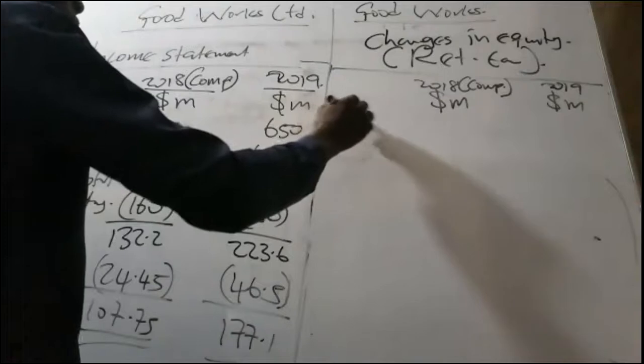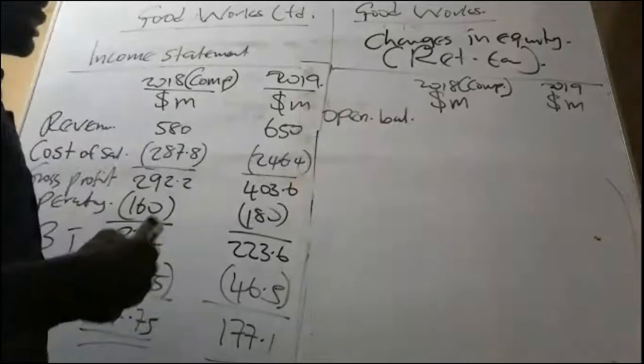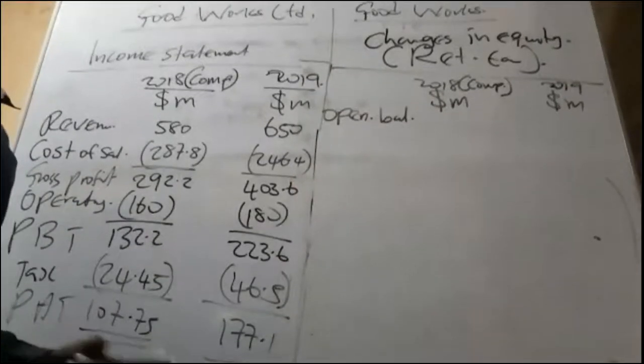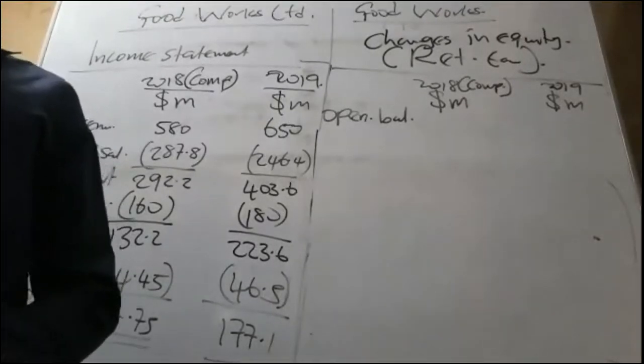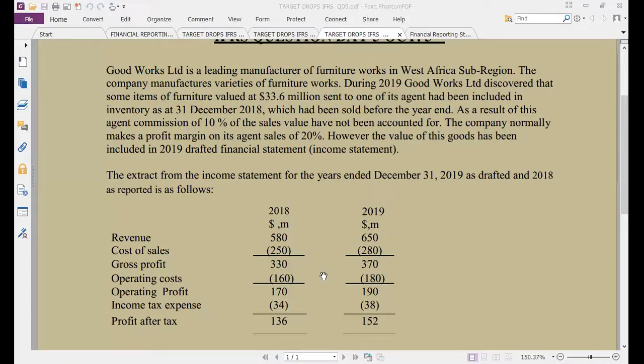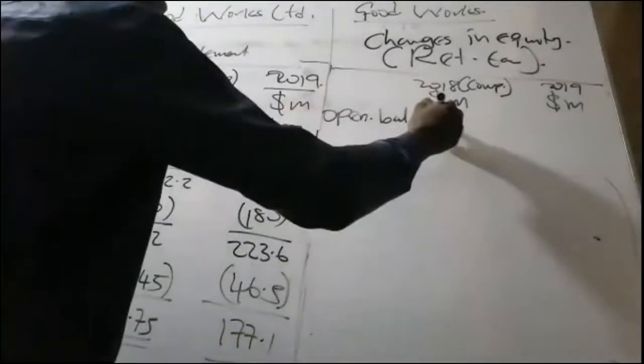Pick the opening balance. What is the opening balance of the retained earnings? So let's go and pick it. The examiner has to give it to us. They said as at January 1st, 2018, the retained earnings balance was $900 million. So that's 900. Check the date. It's as of 1st January 2018. So this one will be 900.